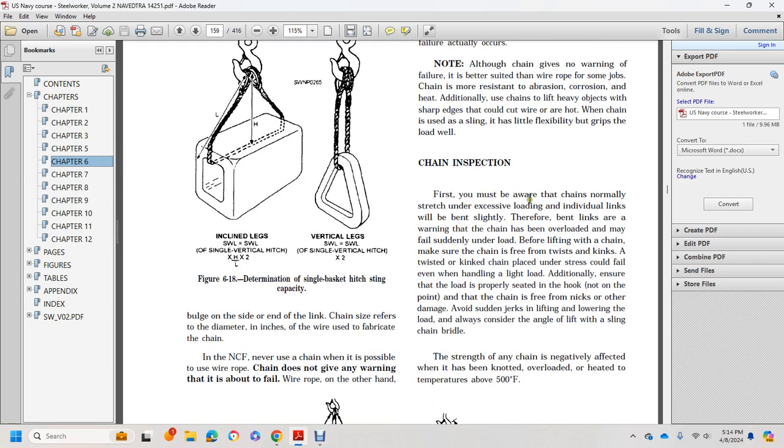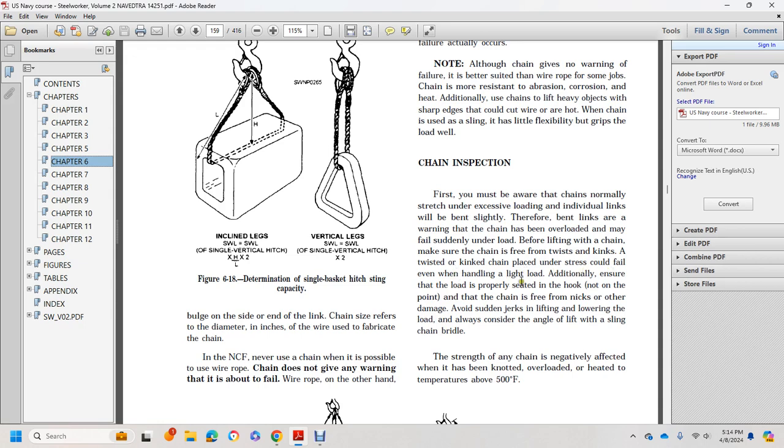Chain inspection. First, be aware that chains are normally stressed around the links, except for the loading, and individual links may be slightly bent. Bent links indicate the chain has been overloaded many times. Feel for suddenly tightening under load. Before lifting with the chain, make sure the chain is free of twists and kinks. A chain with a twisted kink could fail even when handling a light load.